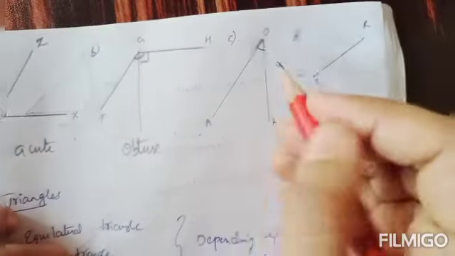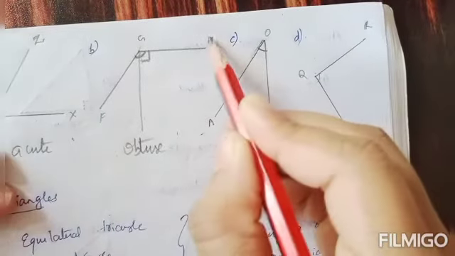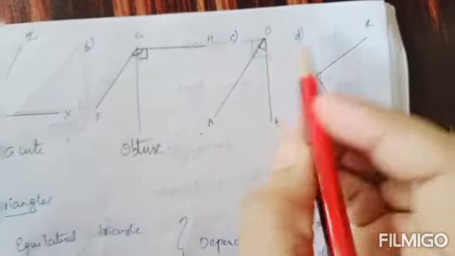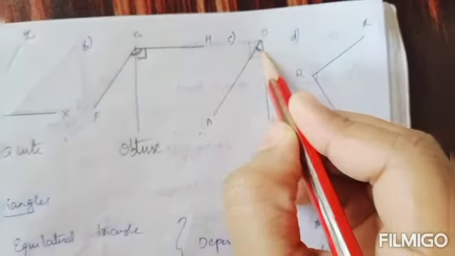Okay, next this angle, that 90 degrees means it will be like this. So you can see it is less than 90 degrees.